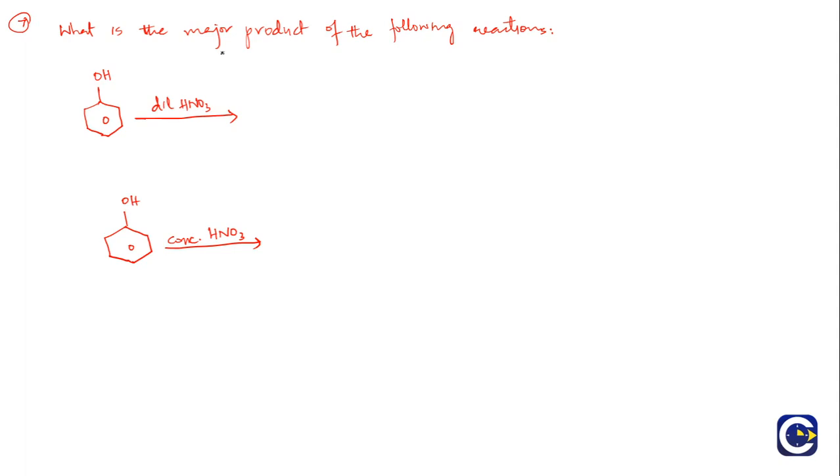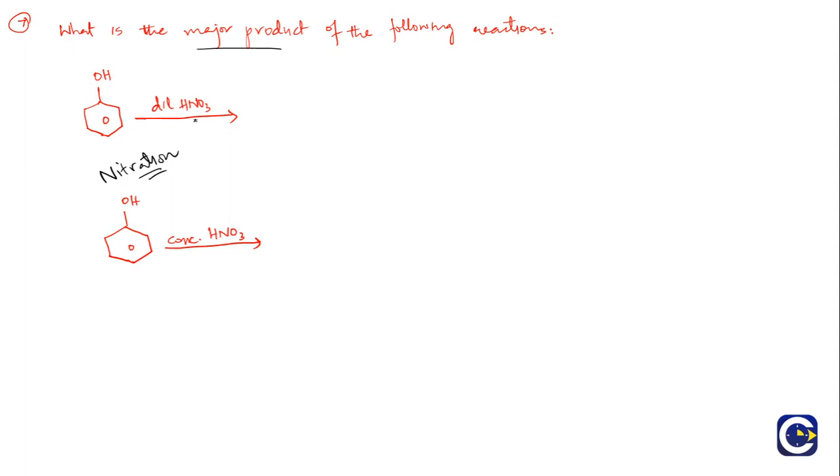Next, we have to predict the major product of these reactions. The phenol reacts with dilute nitric acid, and in another reaction, the phenol reacts with concentrated nitric acid. So this is an aromatic substitution reaction, and both of these reactions are nitration reactions. We know that in electrophilic substitution reactions, an electrophile is formed, the ring attacks that electrophile, and it is substituted onto the ring.